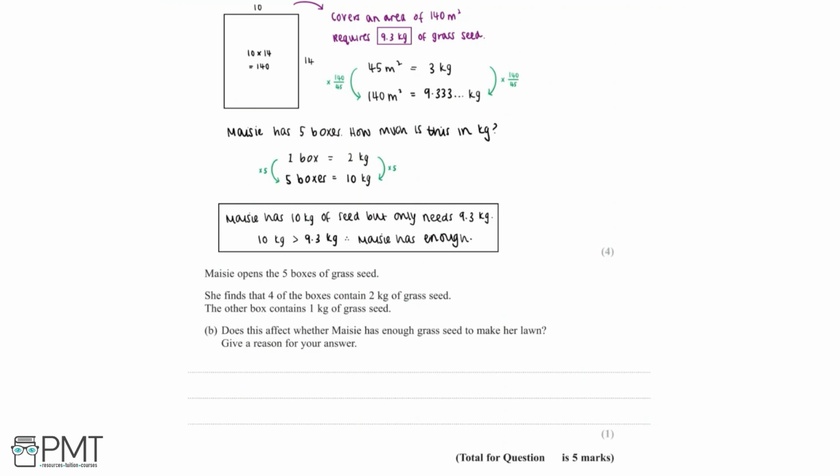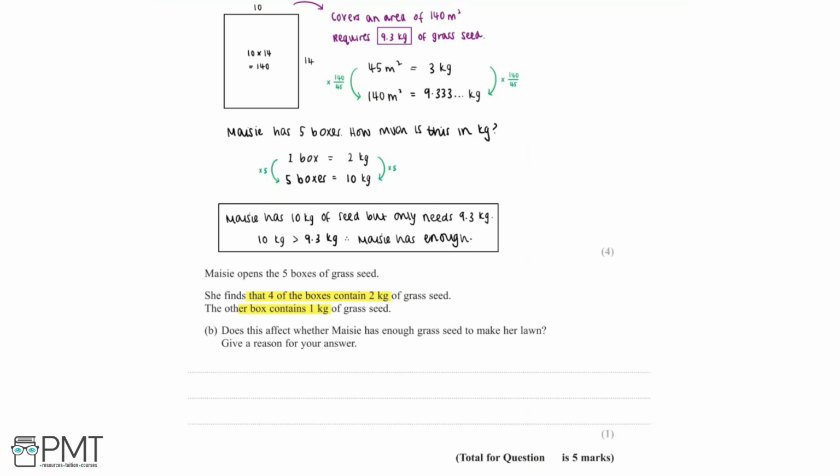Now we're told that Maisie opens the 5 boxes of grass seed, and she finds out that 4 of the boxes contain 2 kilograms of grass seed, and the other box contains 1 kilogram of grass seed. And in part B, we need to find out if this affects whether or not Maisie has enough grass seed to make her lawn. Now if 4 of the boxes contain 2 kilograms of grass seed, 4 multiplied by 2 is 8, and so that means she has 8 kilograms of grass seed in those 4 boxes. And now the other box contains 1 kilogram of grass seed, and so in total she has 8 plus 1, which is equal to 9 kilograms of grass seed.